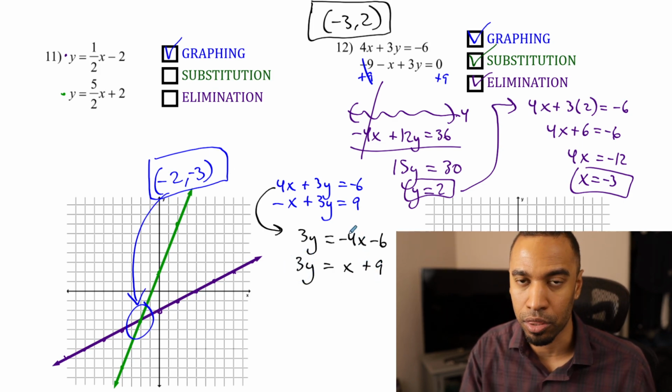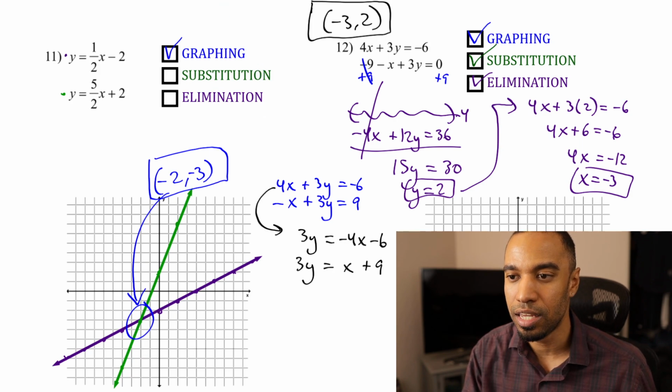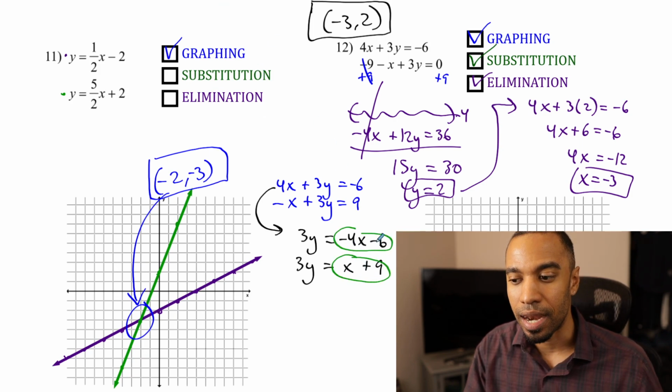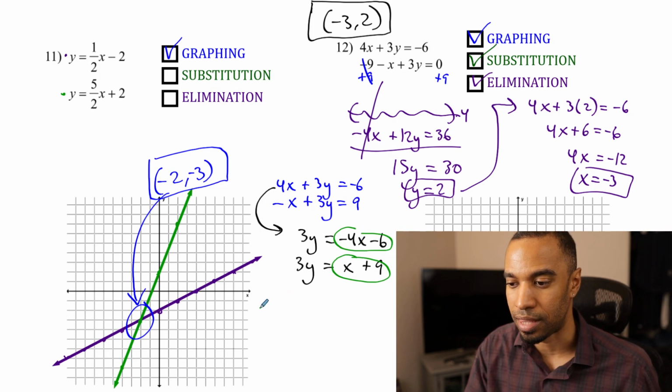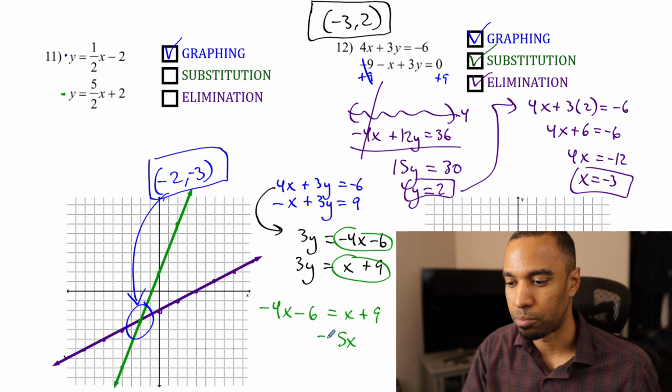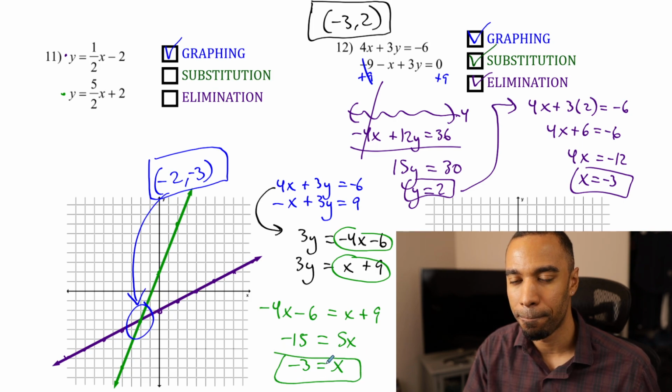I don't have to divide by 3 here and make fractions out of this. I can make this part here equal this part here, and I can solve this using that substitution. This is the substitution step right now. And now I can solve for x. I'm going to add 4x here, subtract 9 here, and divide by 5 here. x equals negative 3. Okay.